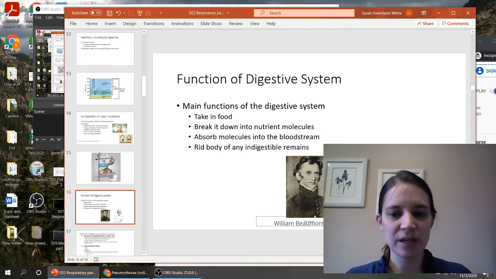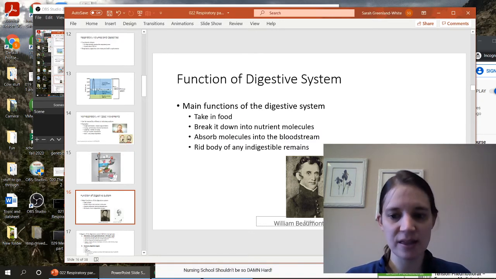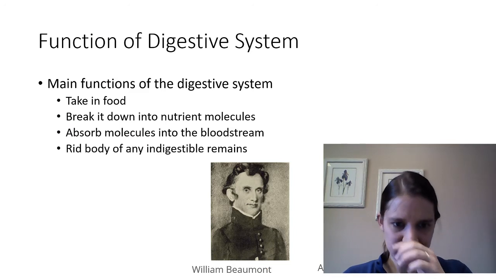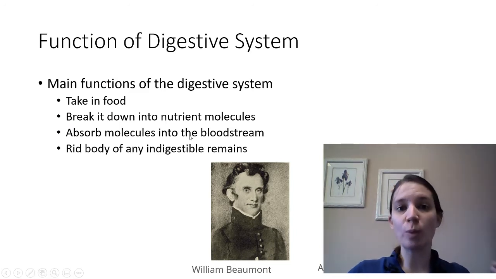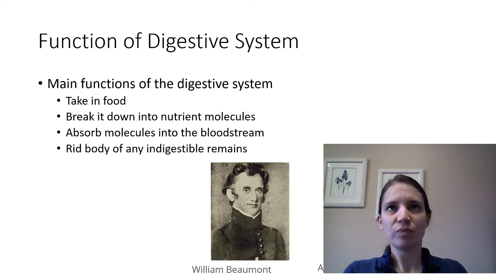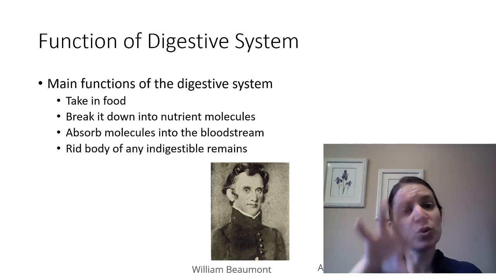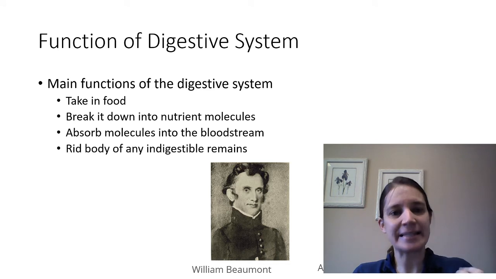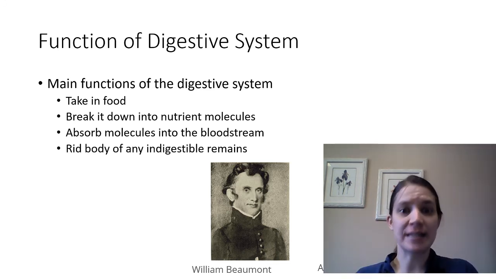The digestive system is doing several things. The main one is you're trying to absorb molecules into your bloodstream. You're trying to get the nutrients from food, and you want them inside your body, inside your system, where your cells can actually get them.